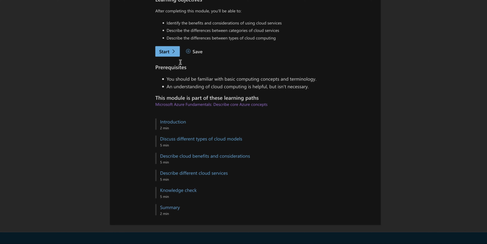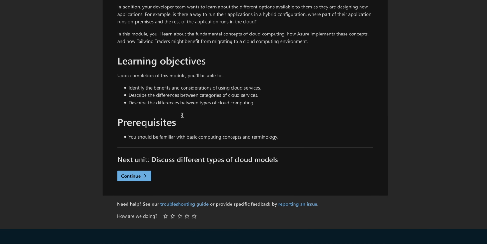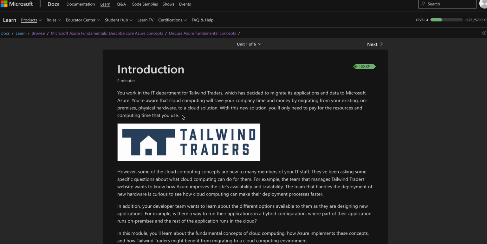So, alright, let's start. Alright, so let's just go through the introduction today. So you work in the IT department for Tailwind Traders, which has decided to migrate its applications and data to Microsoft Azure.